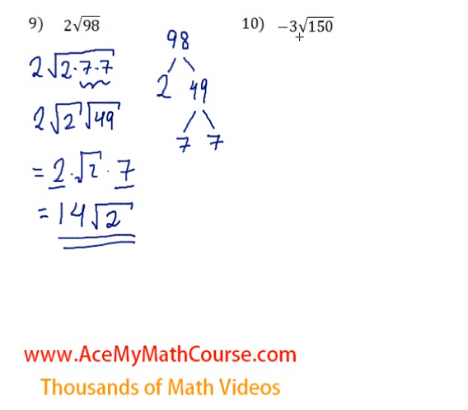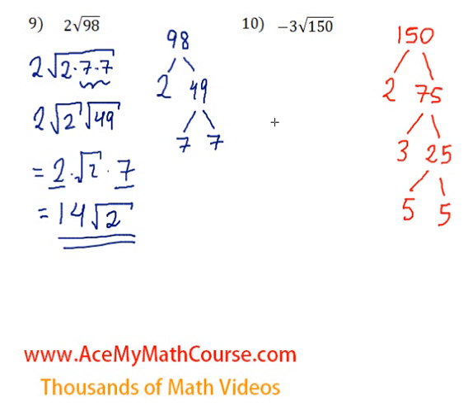Negative 3 times the square root of 150. Let's make a factor tree for 150. 150, I can divide this by 2. We get 75. I can no longer divide 75 by 2 because that's not an even number. But I can divide 75 by 3. 75 divided by 3 is 25. 25 can be divided by 5. And we just get 5. Fantastic. Draw a line here.